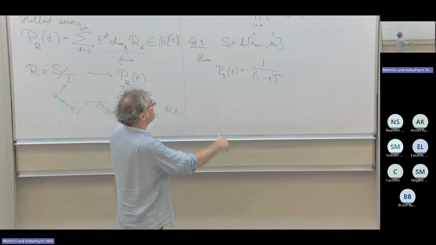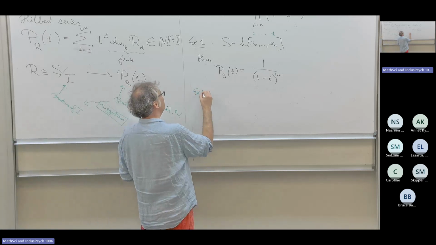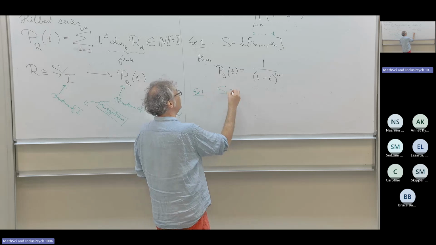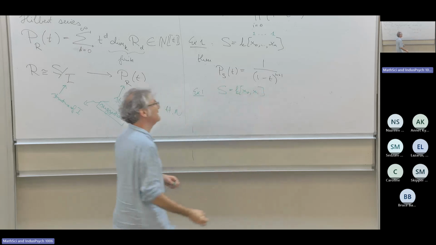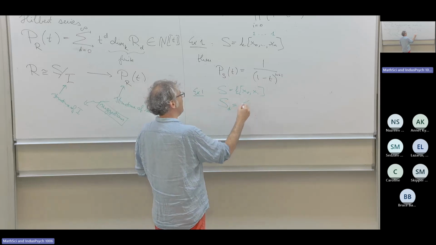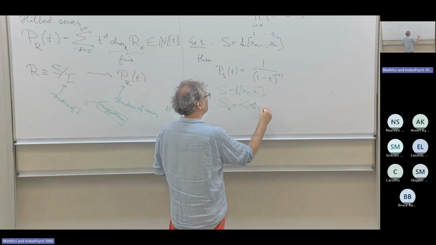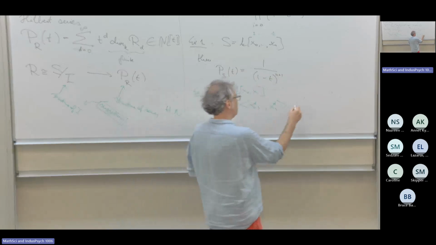Let's do the calculation. I'll do example 1, baby example. First, S equals K[x0, x1]. Then S_D is spanned by x0 to the D, x1 to the D, of dimension D plus 1.